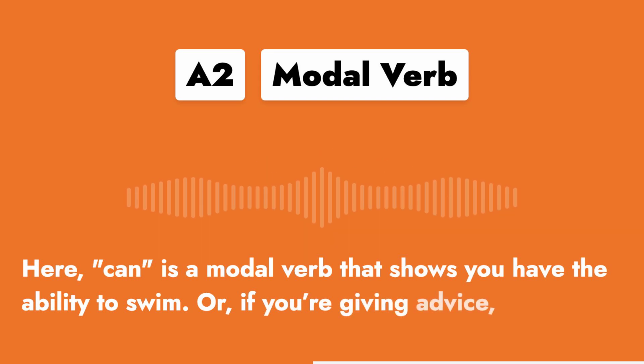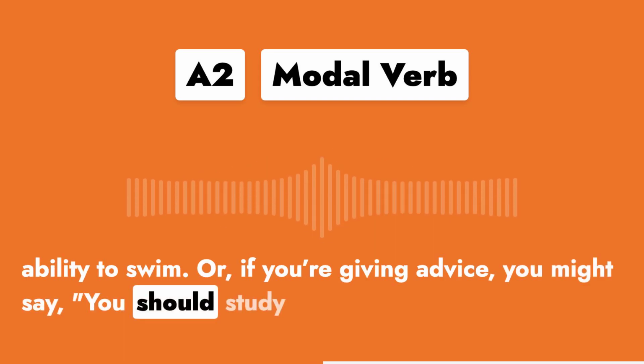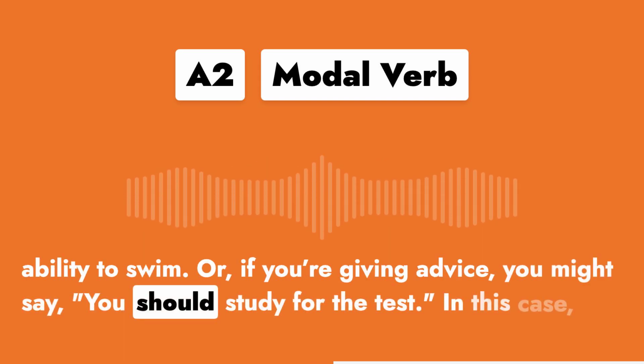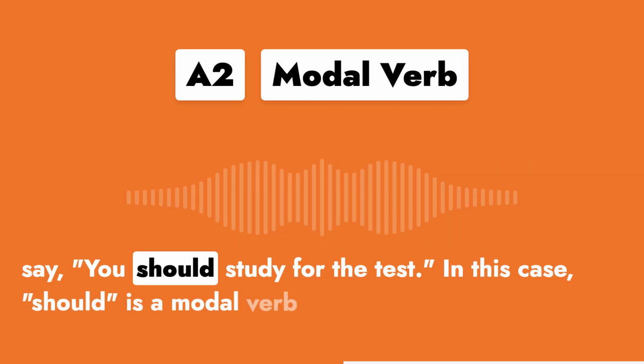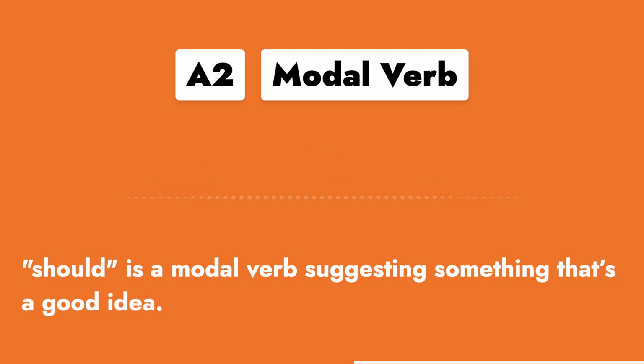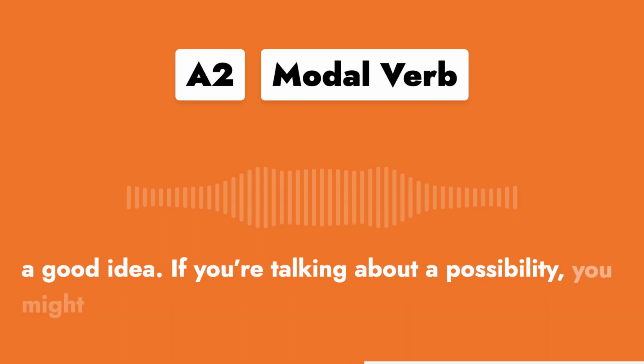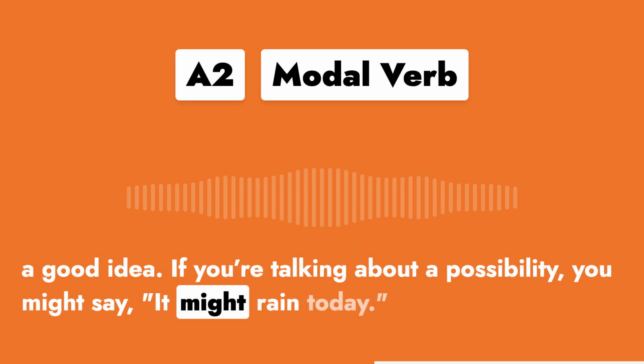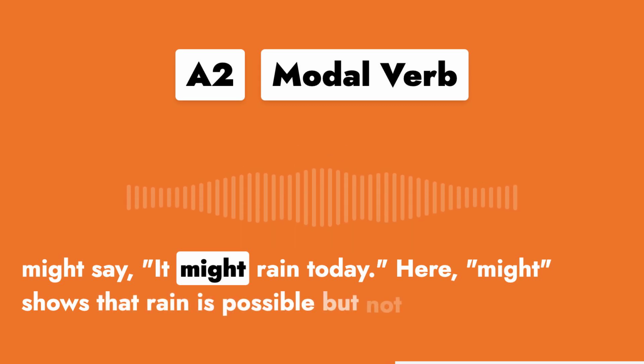Or, if you're giving advice, you might say, you should study for the test. In this case, should is a modal verb suggesting something that's a good idea. If you're talking about a possibility, you might say, it might rain today. Here, might shows that rain is possible but not certain.